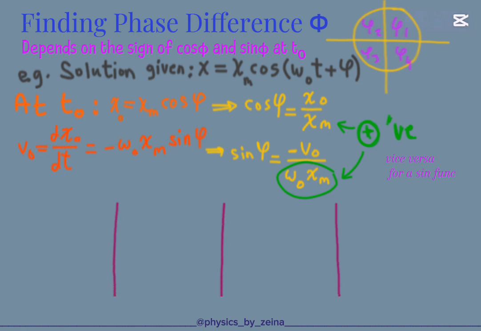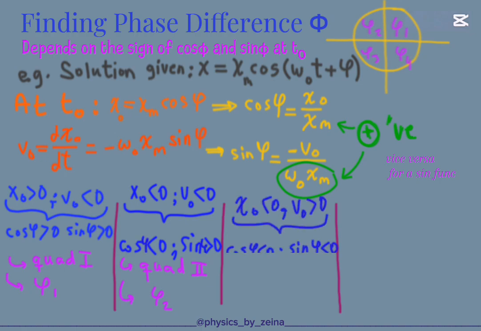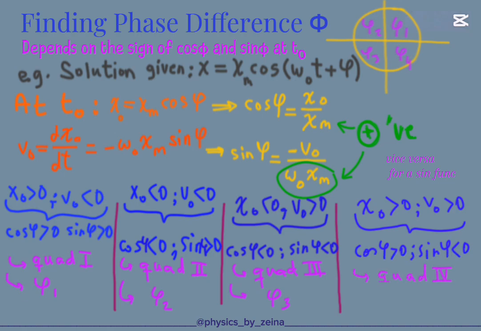Thus, if x0 is positive and v0 negative, then cosine and sine are both positive, then phi is in quadrant 1. However, if both x0 and v0 are negative, then cosine is negative and sine is positive, then the phase difference is in quadrant 2. If x0 is negative and v0 is positive, then cosine and sine are both negative. Phi belongs to quadrant 3. And if both x0 and v0 are positive, then cosine is positive and sine is negative, then phi belongs to quadrant 4.